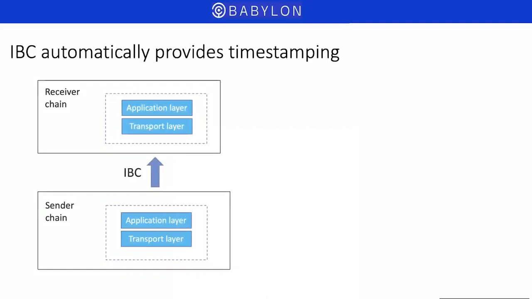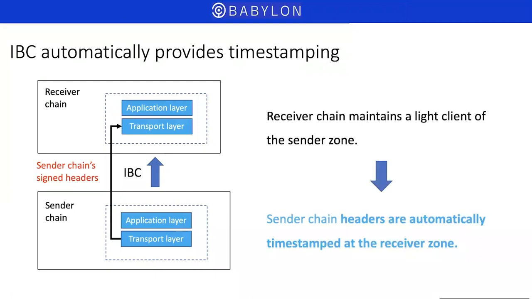So in IBC, you have a sender chain and you have a receiver chain. And what the sender chain does is it sends the signed headers of the sender chain to the receiver chain through the IBC connection. It's actually through some relay nodes. What this does is allow the receiver chain to maintain a light client of the sender chain. So what is a light client? A light client is basically you have the chain of headers of the blocks, but not the blocks themselves. That's why it's called light.